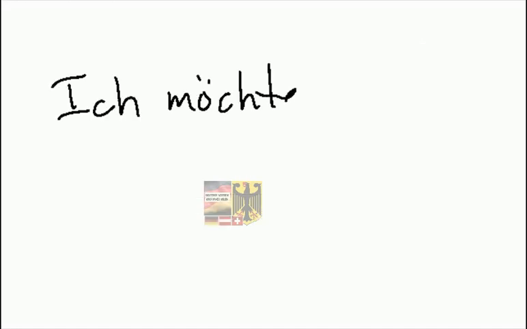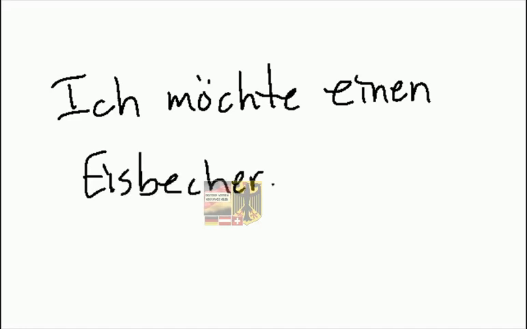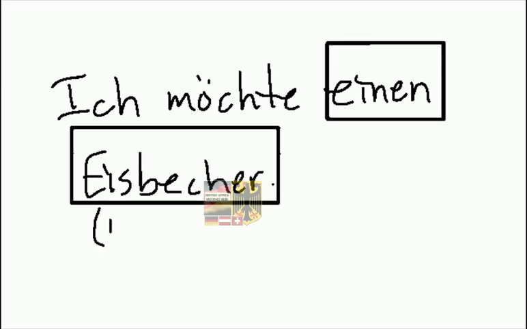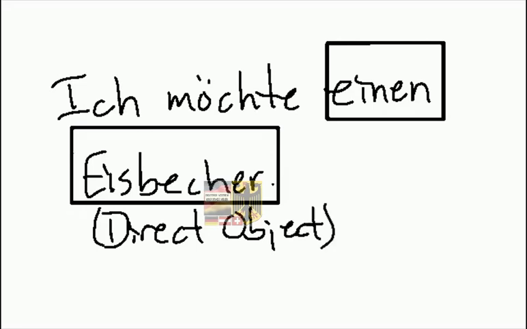Another example: ich möchte einen Eisbecher. Ich is the subject because I am doing the action here. And what is it that I would like? I would like a bowl of ice cream. Now, bowl of ice cream is masculine, and because it's the direct object, I'm going to use einen Eisbecher.